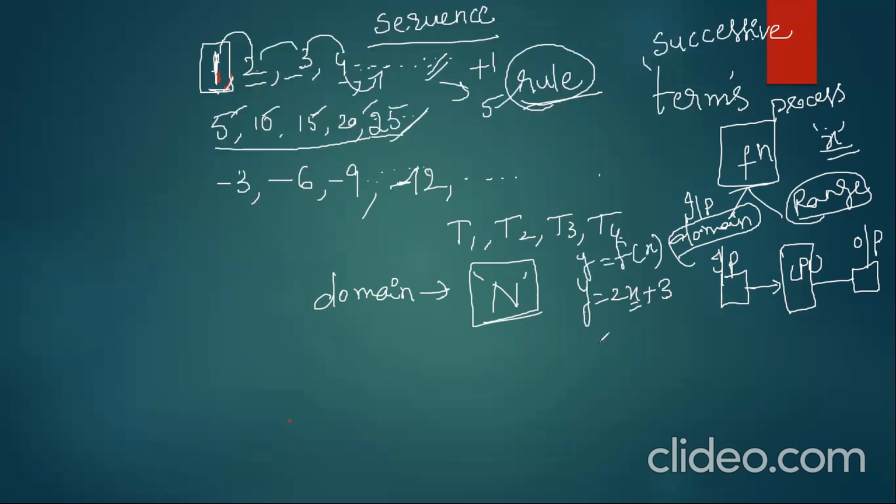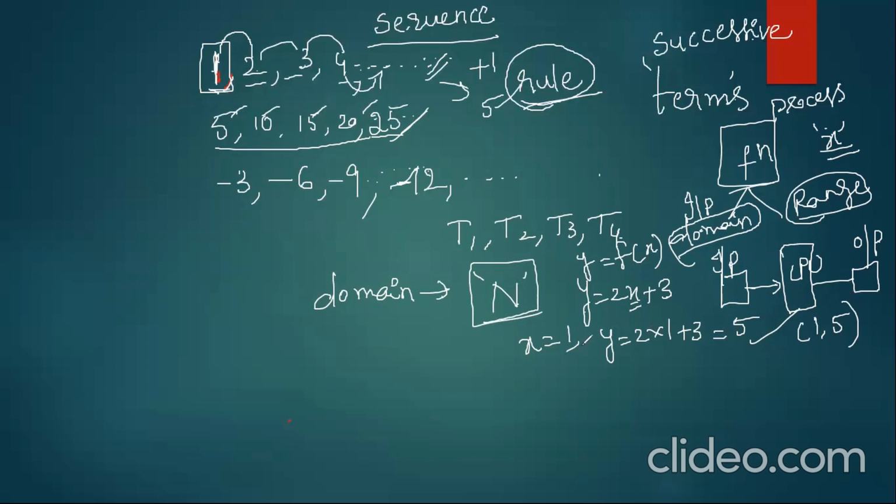Now here I am giving some values to x. Let us give one value: x equals 1. So 1 is the domain, right? What will be the range? The range will be 5, right? So here the range is 5. So 1 corresponds to 5, right? In that way we can write.